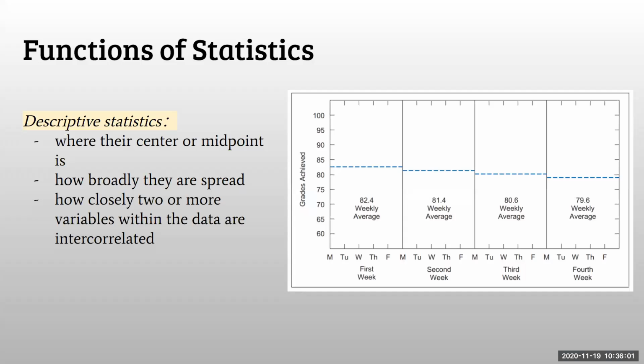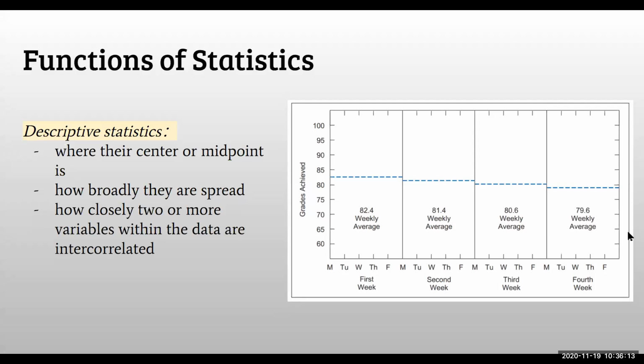Moving on to the next slide. Statistics usually have two major functions. Some statistics describe what the data look like, where their center or midpoint is, how broadly they're spread, and how closely two or more variables within the data are intercorrelated. Such statistics are called descriptive statistics, which is shown by the graph here. Moving on to the next slide.